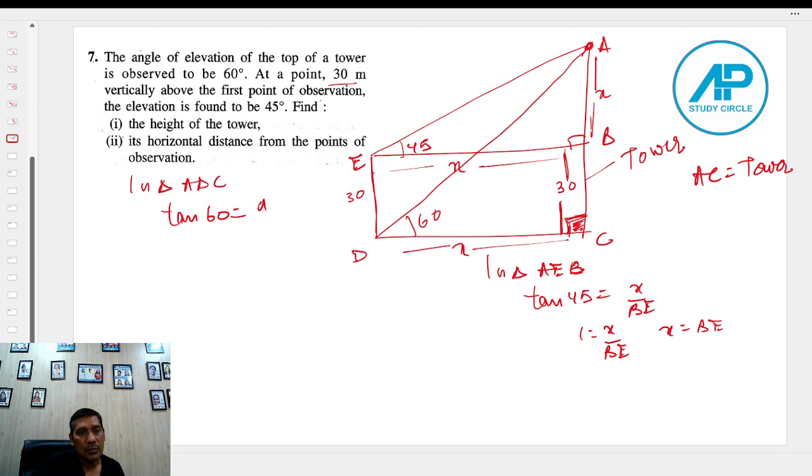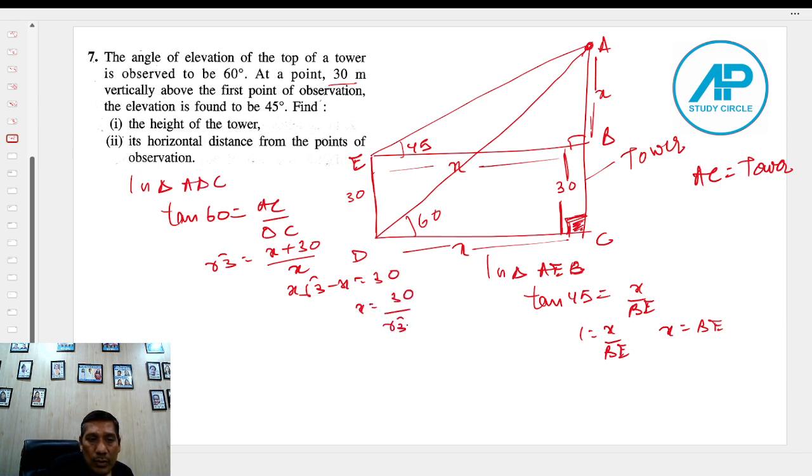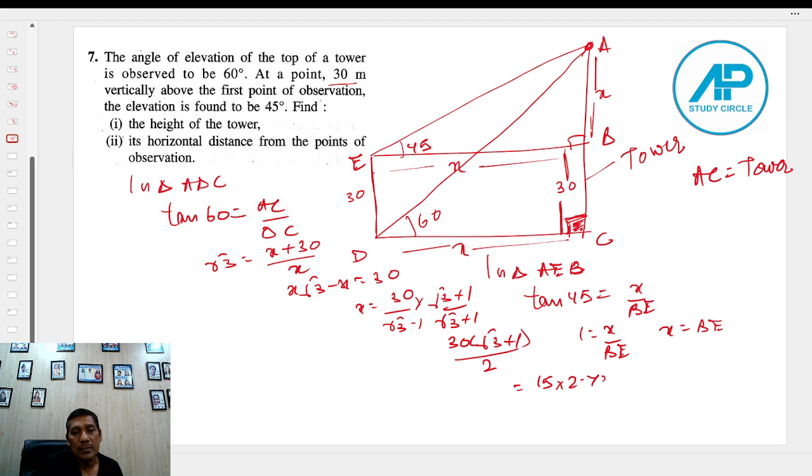Tan 60 equals AC upon DC. Root 3 equals x plus 30 upon x. So I can solve it completely. x root 3 minus x equals 30, or x equals 30 upon root 3 minus 1. Multiply by root 3 plus 1 upon root 3 plus 1: 30 into root 3 plus 1 upon 2. That gives me 15 into 2.732. That is the value of x.